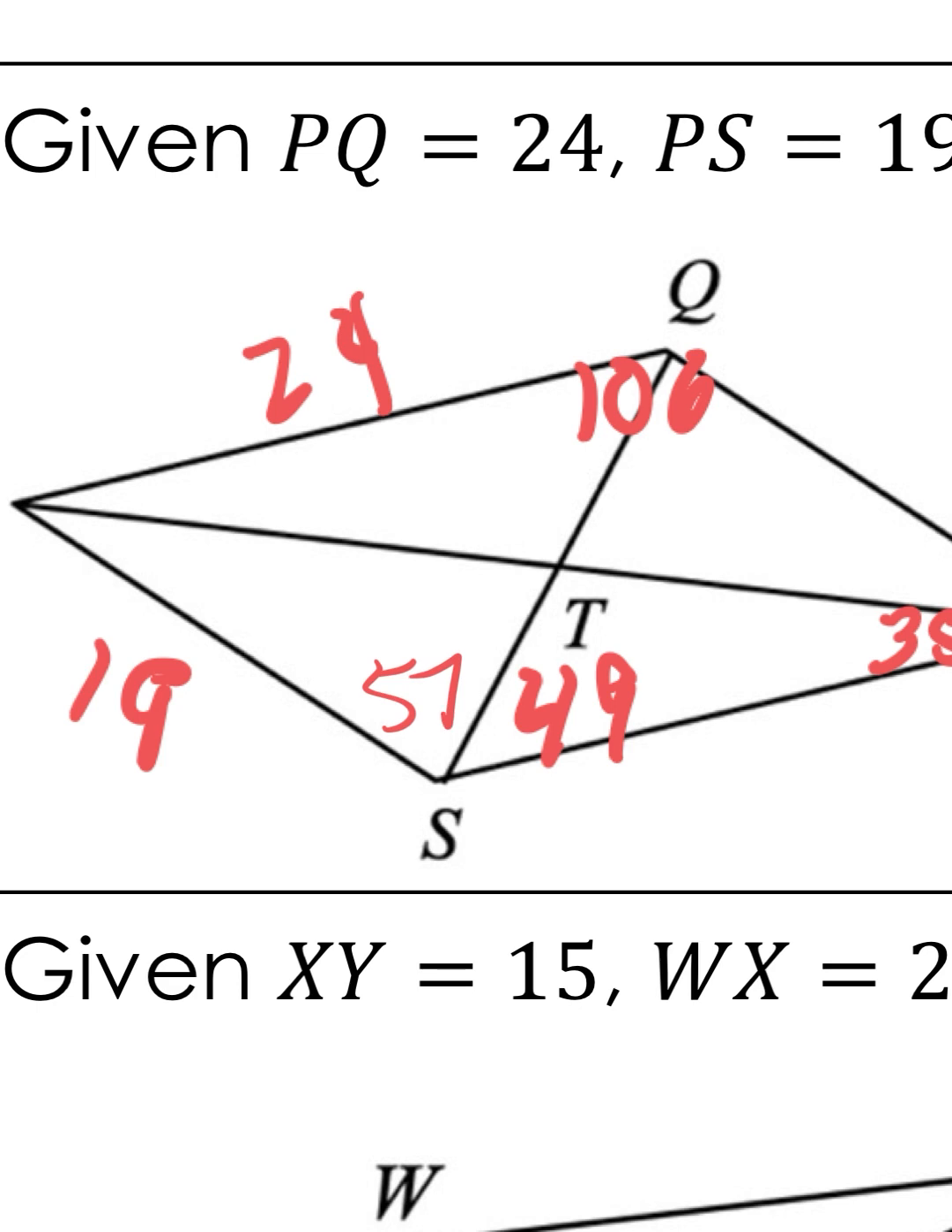So look, if this is 57, then that means that this must be 57 over here. Opposite angles are equal. So if this is 57, this angle right here must be 57. So right here, that's 57. If this is 49 right here, then this must be 49 over there. Opposite angles are equal.